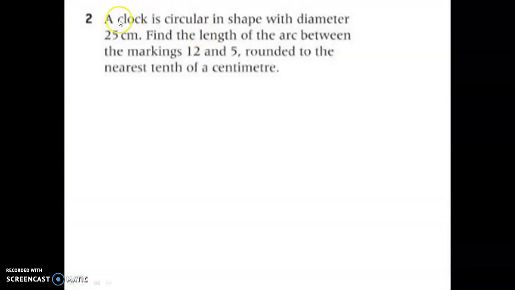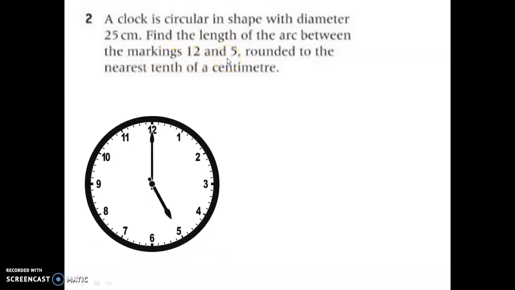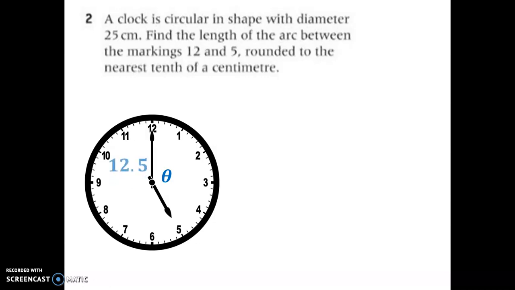All right, let's take a look. The first problem was: a clock is circular in shape with a diameter of 25 centimeters, and we want to find the length of the arc between the markings 12 and 5. So here's a clock. The hands are on 12 and 5, so we can see there's this angle that's going to be here, and we want to know the arc length from there to there. So that's the angle we need to know.